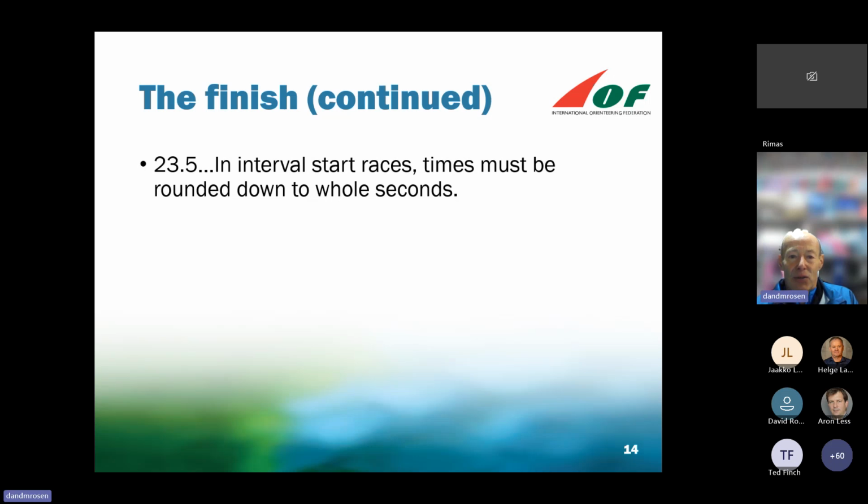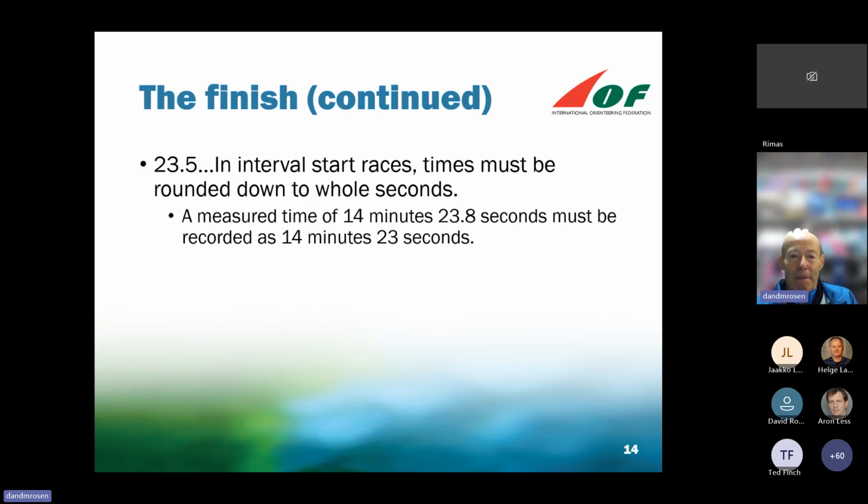Times must be rounded down to whole seconds. So, for example, 14 minutes and 23.8 seconds must be recorded and must appear as 14 minutes and 23 seconds. And if someone else did 14 minutes and 23.1 seconds, they get the same recorded time and the two runners are tied.